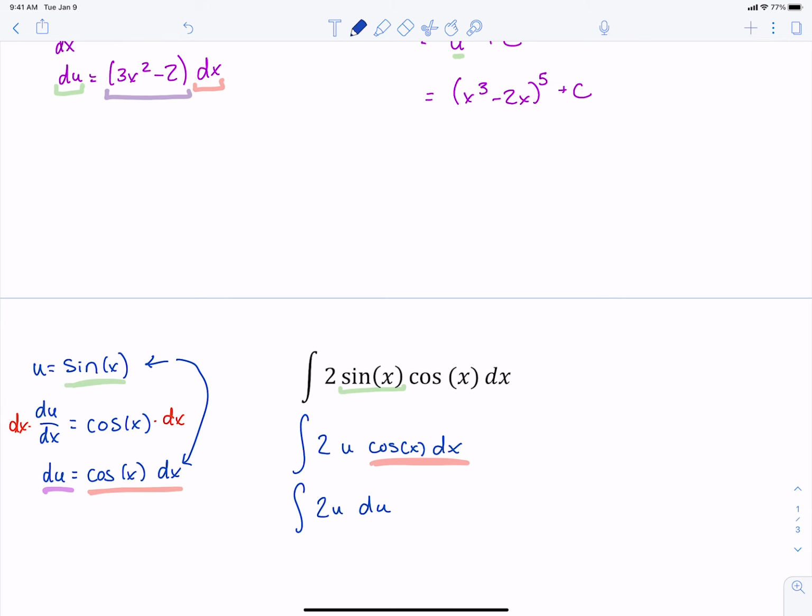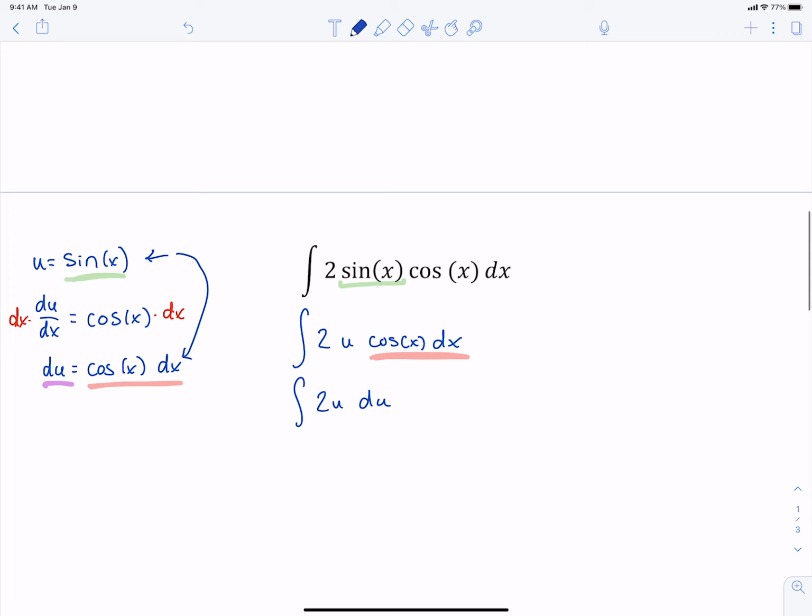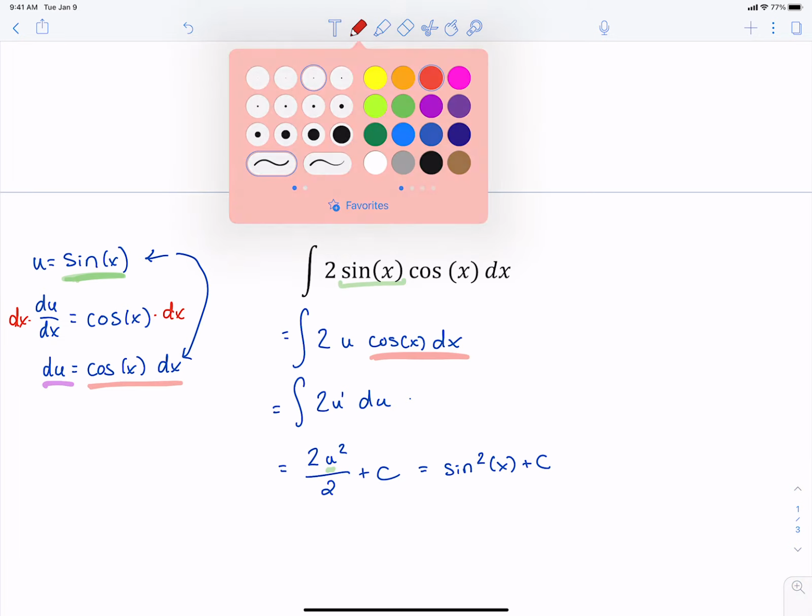So again, what we've done is turned this into an integral that we know how to find. This is u to the 1 power. So we're going to use that power rule again. So we're going to get 2u squared over 2 plus c. And then now substituting back, because again, we only do this substitution so we can get that integral taken and realize what it was that we started with. So u is sine of x, so we can put sine of x back in there. Oh, and the 2's cancel, so we get sine squared of x plus c. And that's what we started with.